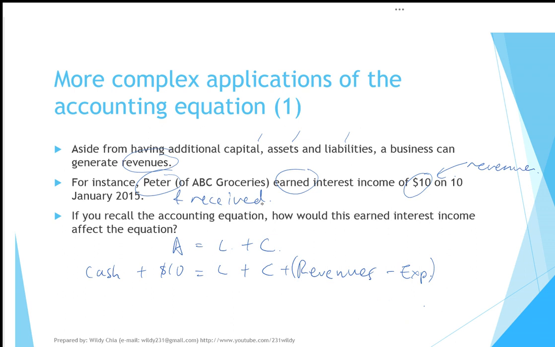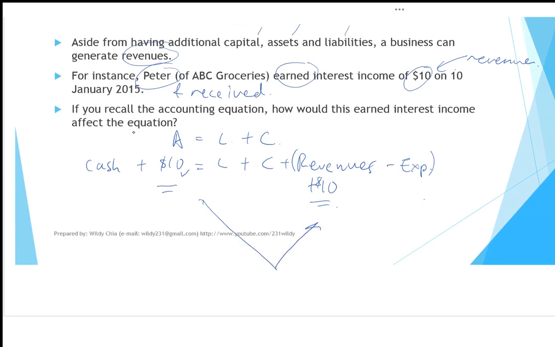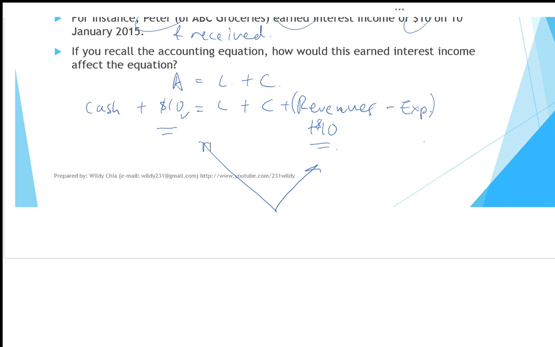So with this equation, life is simpler, because now we can tell that there is $10 of cash that is received, and that there are also revenues received of $10. Now in this case, have you realized that the equation is balanced? Why is it balanced? Because this transaction has two effects. It has an effect on assets of $10. It also has an effect on revenues of $10. So therefore the equation is equal on both sides. The equation is balanced.